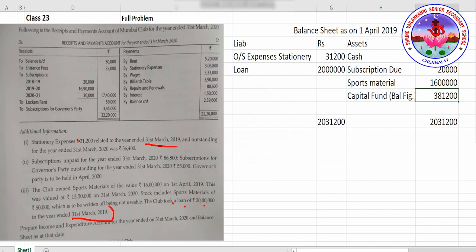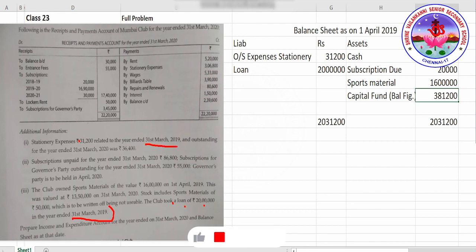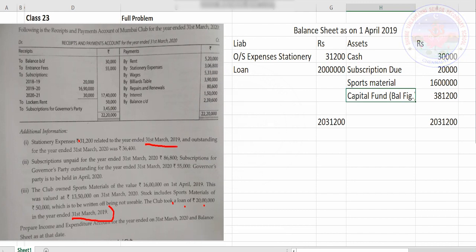3,81,200. Now this 3,81,200 is the deficit capital fund. Capital fund, if it has to be shown, would be on the liability side, not on the asset side. Since it is shown on the asset side, it is a deficit. So we're going to take it to the balance sheet.